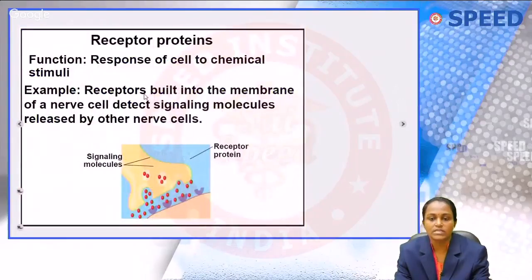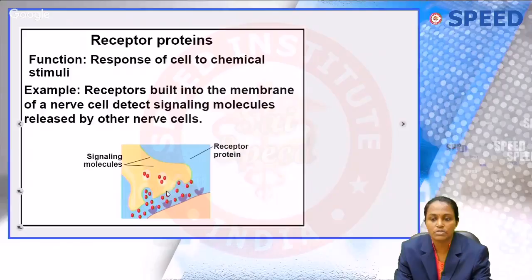The next one is receptor proteins. We have seen this often, like receptor and ligand, both of them joining together and sending the cell signals. So where is this receptor protein useful? They are useful for cell signaling. Where does cell signaling happen? It happens in the synapse.